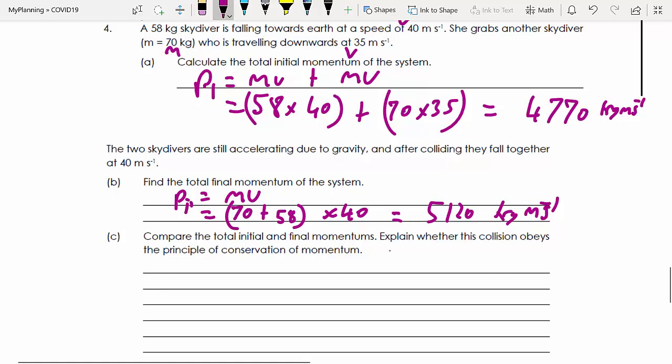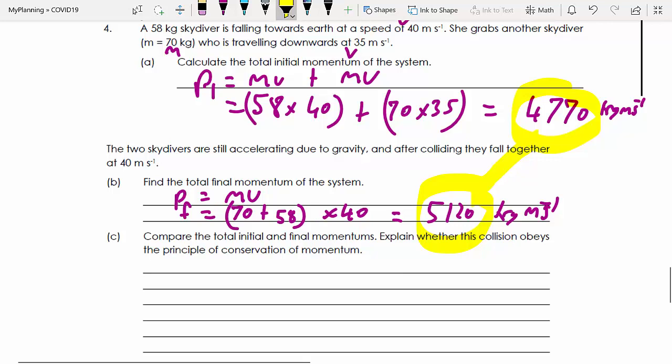Compare the total initial and final momentums. Oh, okay, they're going to call that a final momentum, aren't they? That's okay then. I'll change that to a PF. Sorry, team. Explain whether this collision obeys the principle of conservation of momentum. Clearly it doesn't. I think that's the purpose. Okay, maybe it's not a disastrous question. Maybe they're trying to teach us something through that, that momentum is not conserved.